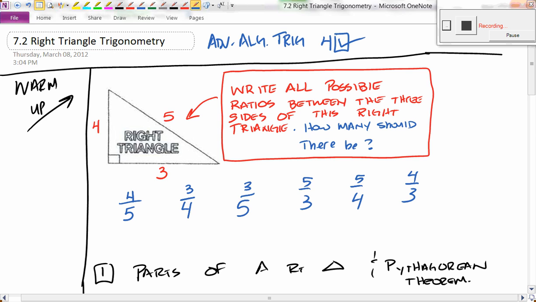So we have actually just identified all of them, but we're going to learn how to really pinpoint which one is the 4/5, which one is the 5/3, and learn how to identify those in the right triangle. So that's our goal. We're going to come back to this part.